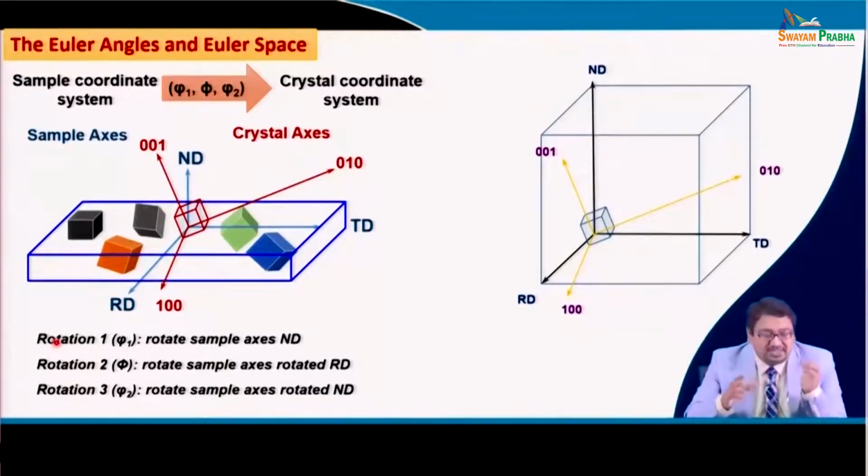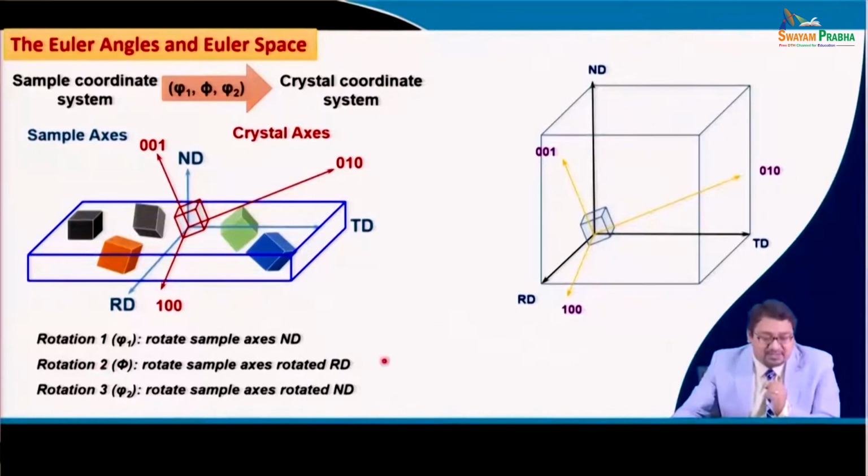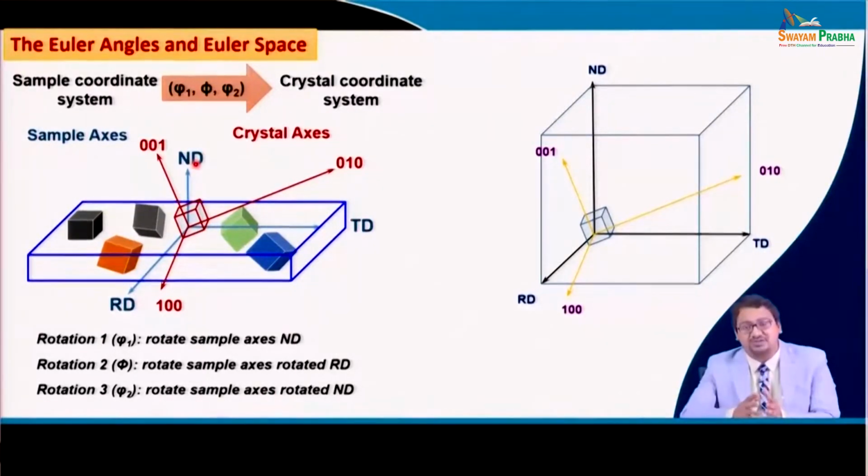Bunge's notation states that there are 3 rotations. So, rotation 1 is phi 1, and the sample is rotated along N d, that is the normal direction, right. And then after some time a rotation 2 which is phi, where the sample is rotated along R d, right, and then the sample is again rotated along N d, and this is known as the third rotation phi 2. And let us see what was the Bunge's sequence.